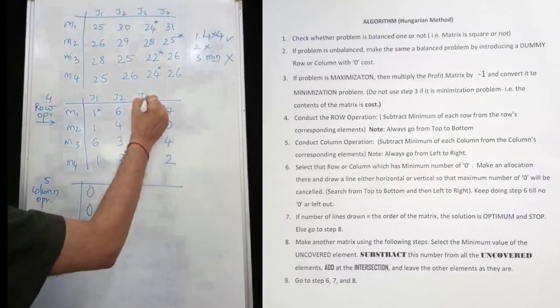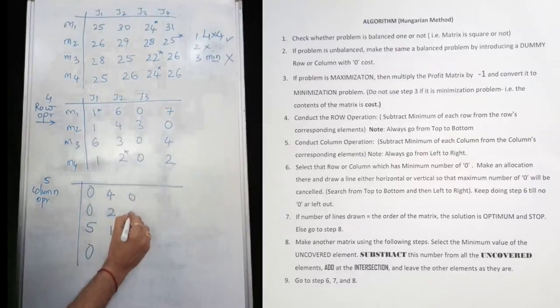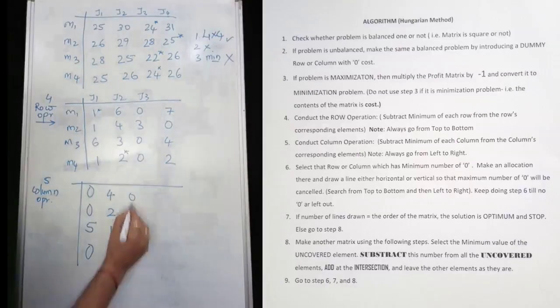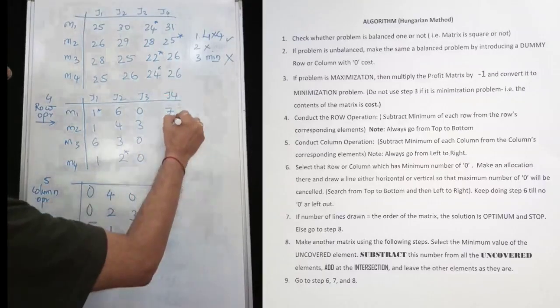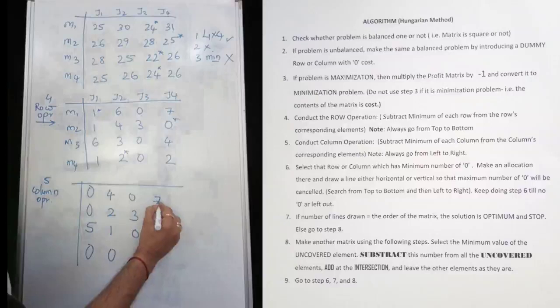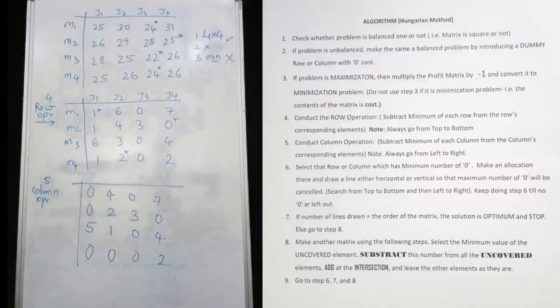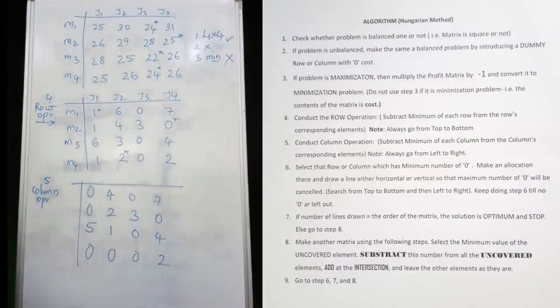I'll come to J3. What is the minimum here? The minimum value is 0. So 0 minus 0 is 0, 3 minus 0 is 3, 0 minus 0 is 0, and 0 minus 0 is 0. The minimum of column J4 is 0. So 7 minus 0 is 7, this remains 0, this remains 4, and this remains 2. Now I have completed the column operation. After the column operation, I have to confirm that a 0 is there in every row and column. So you'll see every row has a 0 and every column has a 0.